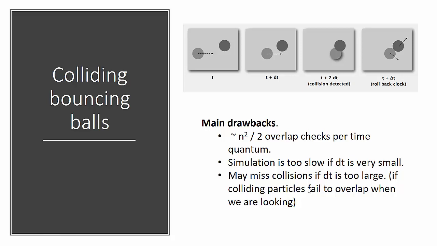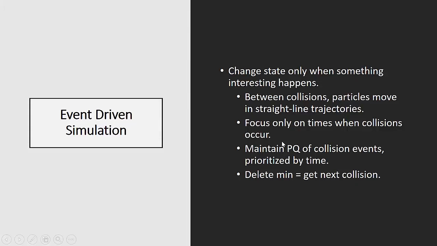But the drawback here is that if you have n particles and want to check whether they overlap per time quantum, which is dt, it takes n squared over 2. That's a lot of work to do.